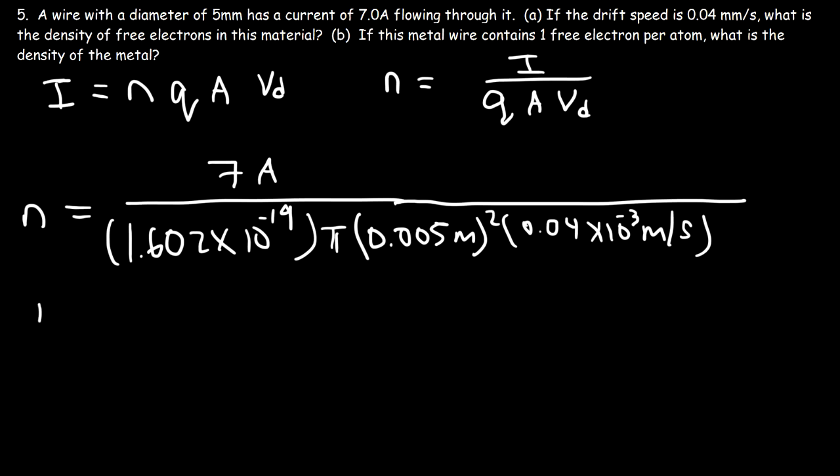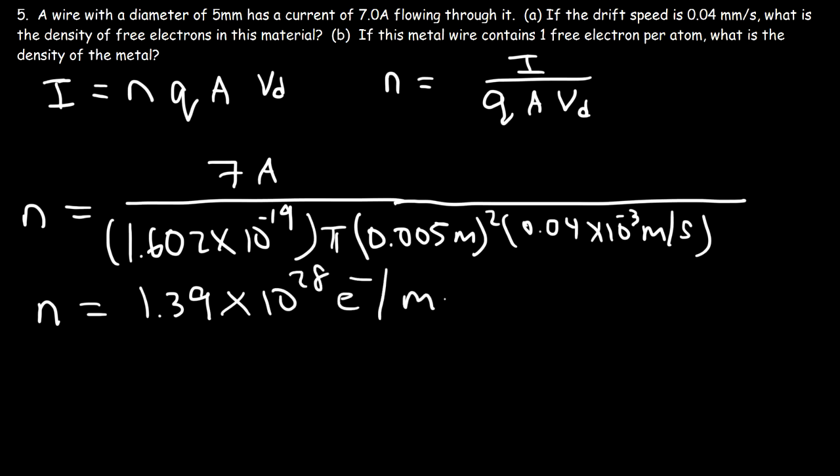So this particular material has an electron density of 1.39 times 10 to the 28. So that's the number of free electrons per cubic meter. An atom has a lot of electrons that are not free. Only a small number of electrons are free to move in an atom or in a metal. So just keep that in mind.